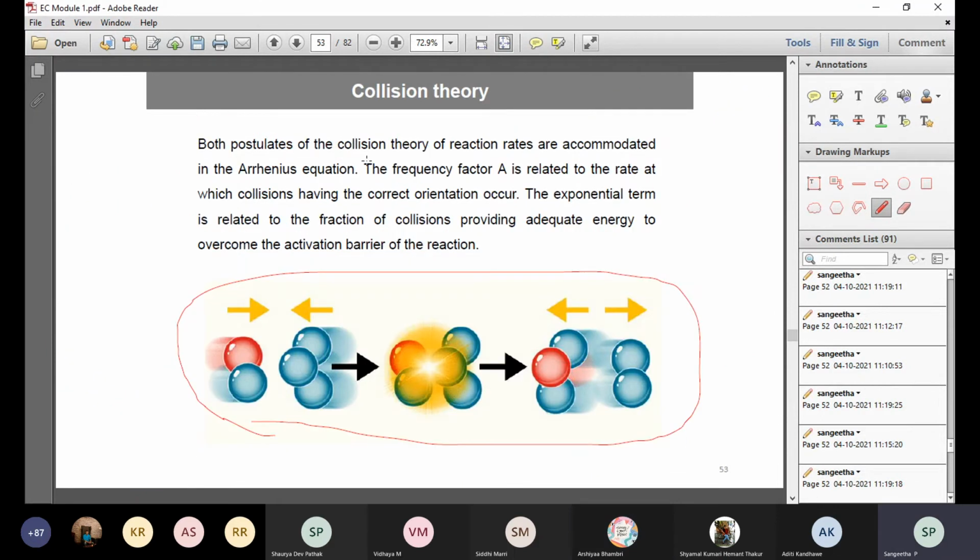So both the postulates of the collision theory of reaction rates are accommodated in the Arrhenius equation. So the frequency factor A is related to the rate at which collisions having the correct orientation occur.